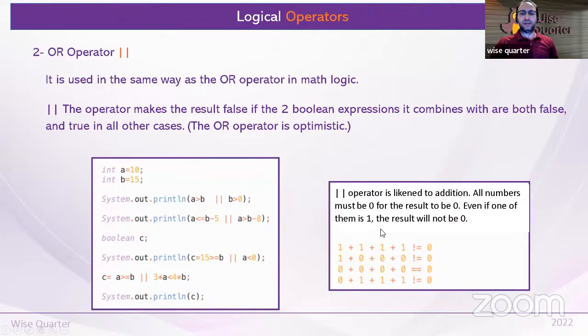Because of this character, it is like an addition calculation. You know, when we use plus, if there is one 1 between zeros, the result will be one. As long as all of them are not zero, the result will be true.